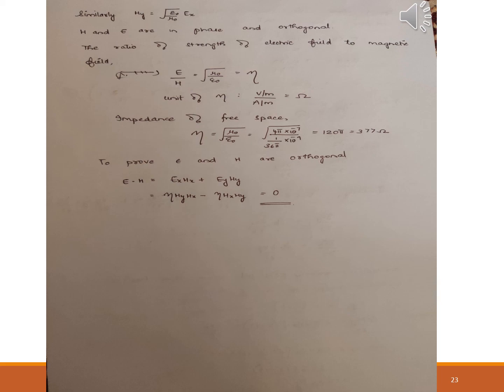Now for Ex, I'm substituting in terms of eta, so the relation is eta Hy times Hx. And similarly for Ey, I'm substituting in terms of Hx, written as minus eta Hx. These two equations are the ones that we just derived. Please look back into this slide and the previous slide, and you'll get to know how we are substituting. I'm substituting for Ex and Ey in terms of eta and H using the intrinsic impedance relation. So what does this show? It shows that it is equal to 0. Thus we have proved that for a uniform plane wave, E and H are transverse components, they are orthogonal, and they are in phase.